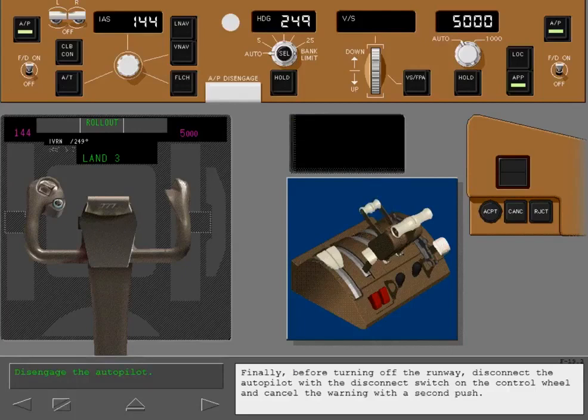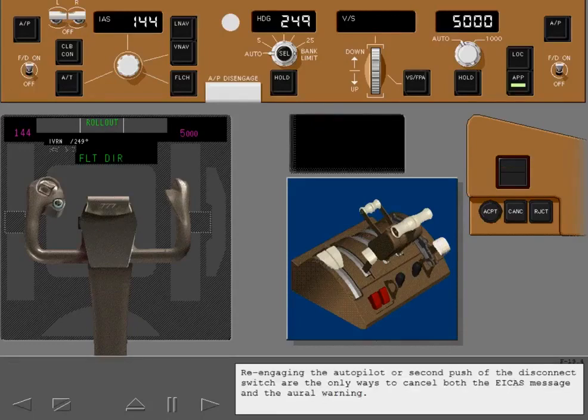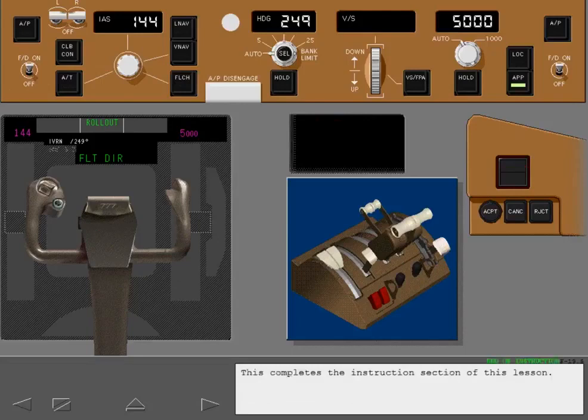Finally, before turning off the runway, disconnect the autopilot with the disconnect switch on the control wheel and cancel the warning with the second push. Re-engaging the autopilot or second push of the disconnect switch are the only ways to cancel both the ICAS message and the oral warning. This completes the instruction section of this lesson.